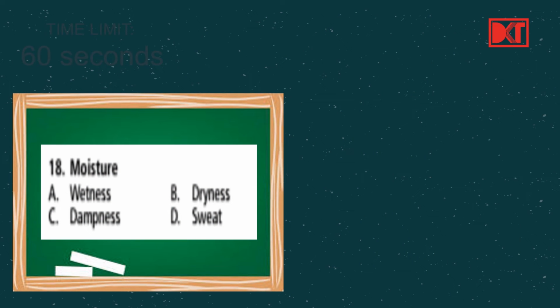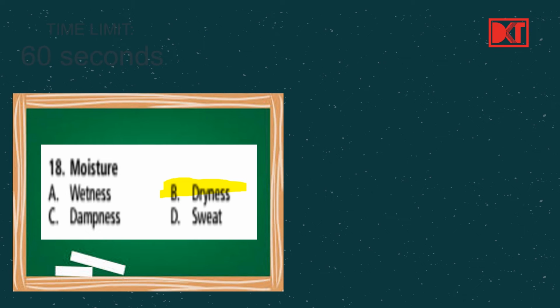Okay, the next word is moisture. The options are A. Wetness, B. Dryness, C. Dampness, D. Sweat. Now here, the correct answer, the antonym of moisture, is dryness.